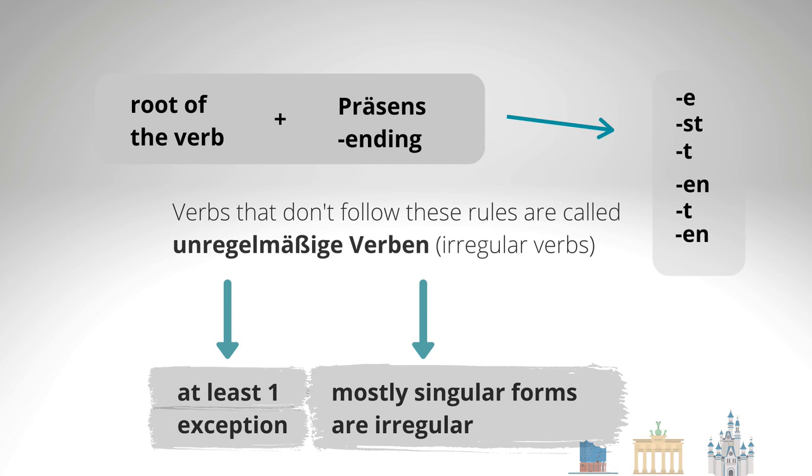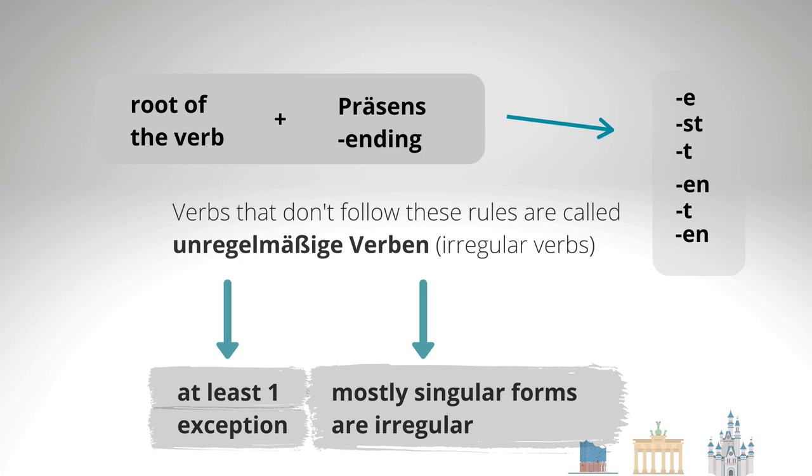And the vast majority of all verbs in German follow these rules. They are called regular verbs. Regelmäßige Verben. The opposite, so all of the verbs that don't follow these rules, are called unregelmäßige Verben, irregular verbs. They have at least one exception to this rule.